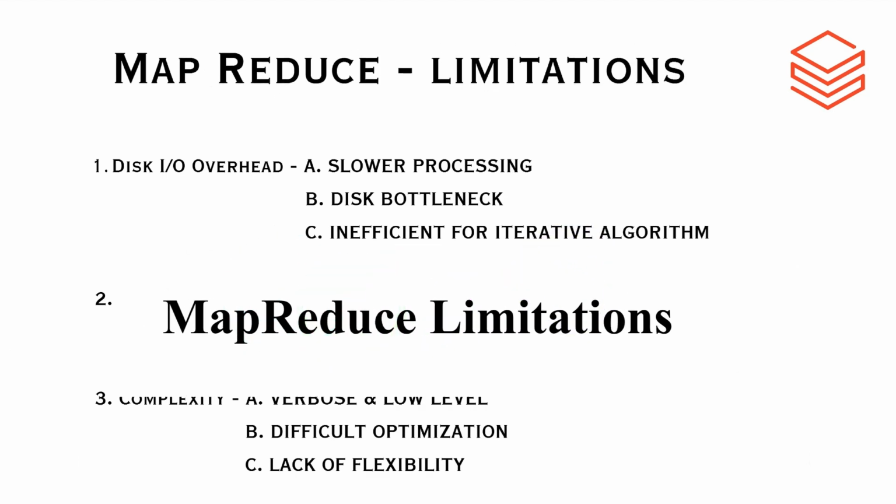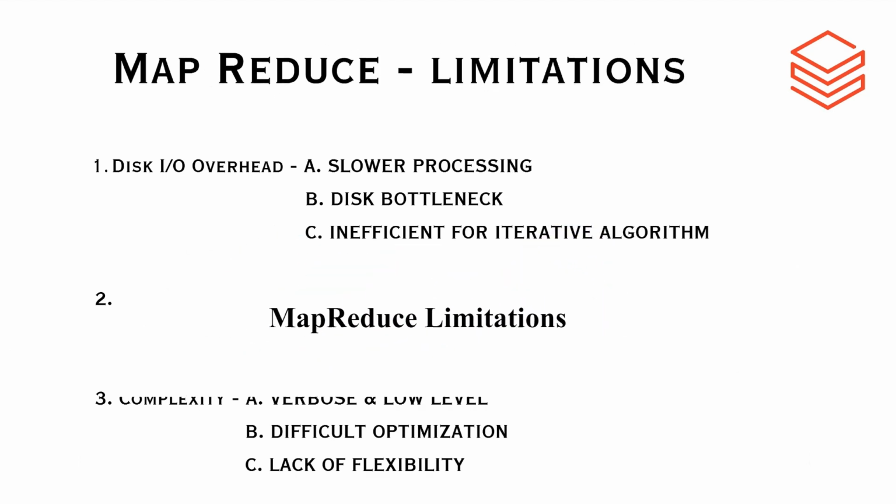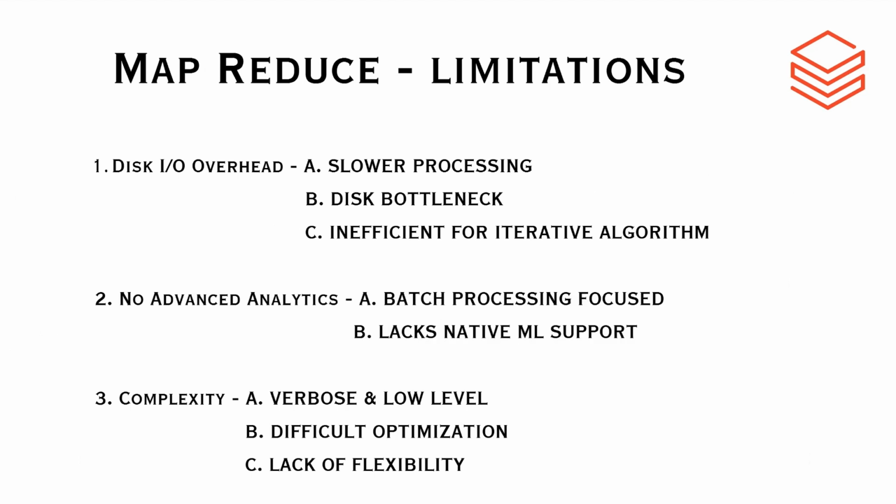The first limitation was disk I/O overhead, because MapReduce is built on the concept of writing intermediate data to the disk after each phase, which is nothing but map and then reduce. It introduced a significant disk I/O overhead, and here is why this is a problem: it shows slower processing. After the map phase, the data needs to be written to the disk before being shuffled and then read back during the reduce phase. This constant reading from and writing to the disk can slow down the processing speed, especially with large datasets.